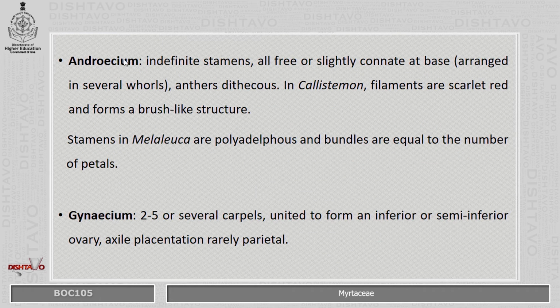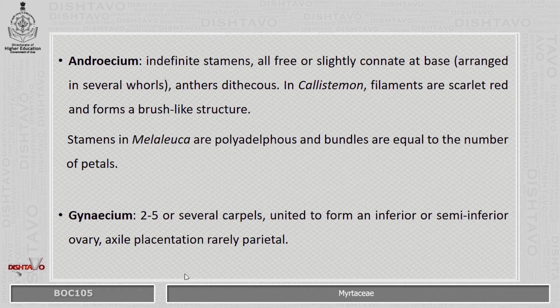Androecium shows indefinite stamens, meaning we cannot count the number of stamens. They are free or slightly connate at base and arranged in several whorls. Anthers are dithecous. In Callistemon, the filaments show scarlet red color and form a brush-like structure. That's why we call Callistemon the bottle brush. Stamens in Melaleuca are polyadelphous. They form numerous bundles, and these bundles are equal to the number of petals.